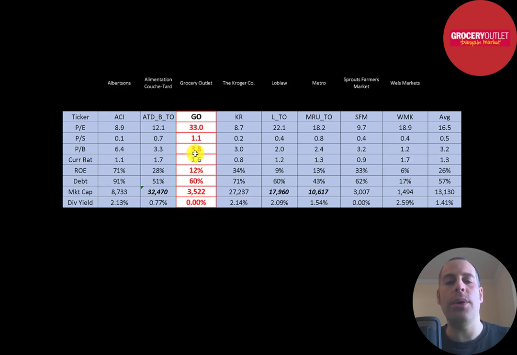So they're worse in all the price multiples. They do have a higher current ratio than average. They're much lower in ROE than average, a little higher in debt, and they're one of the smallest companies on this list, and they don't pay a dividend. Most companies do pay a dividend.